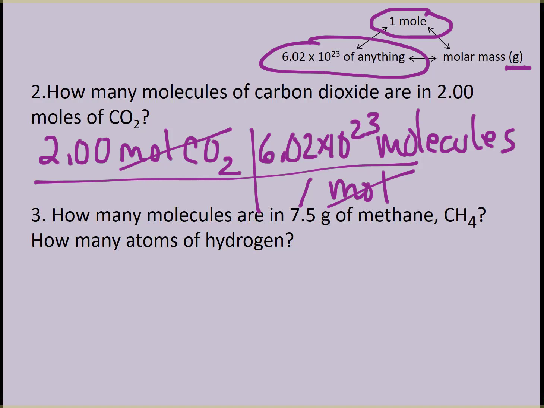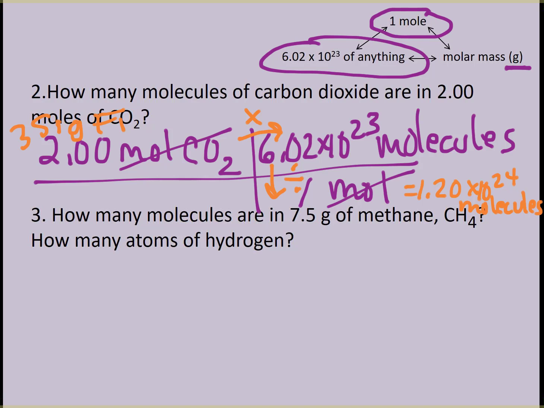And then I just have to do my math. So I have 2 times 6.02 times 10 to the 23rd divided by 1. So when I do this, I get my answer. It is 1.20 times 10 to the 24th molecules. So molecules are not a mole and they're not a gram. And so therefore you have to use Avogadro's number. And notice I start with 3 sig figs, and so I want to have my answer have 3 sig figs. Let's do the next one.